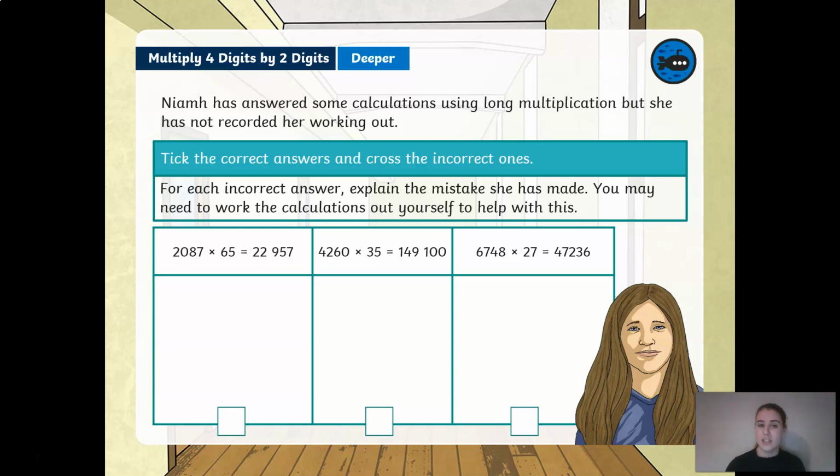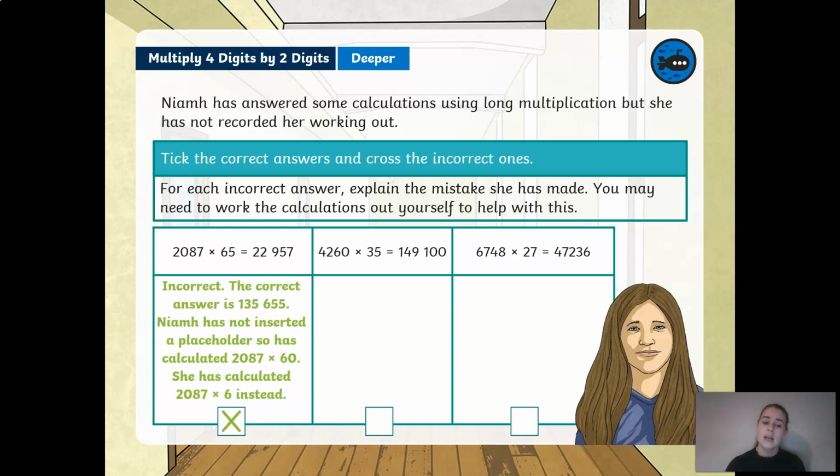So the first one is actually incorrect, okay? The answer should have been 135,655. Now, she's made the common mistake that a lot of you had made this week. She has actually forgotten to include her place value. And as a result, that meant her answer was 10 times smaller, because she forgot to add the place value, which meant her numbers got muddled up and it gave her the wrong answer. Okay, so the sum she actually did was 2,087 multiplied by 6. Okay, so she's forgotten the placeholder.